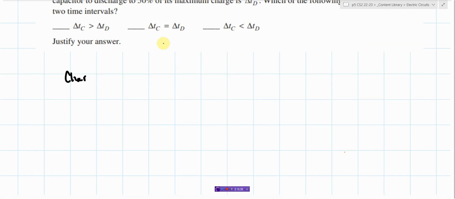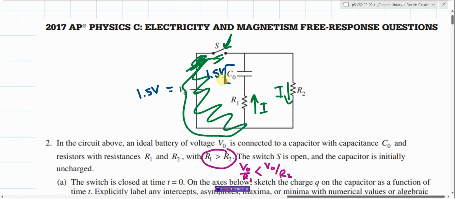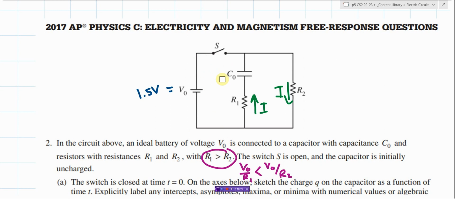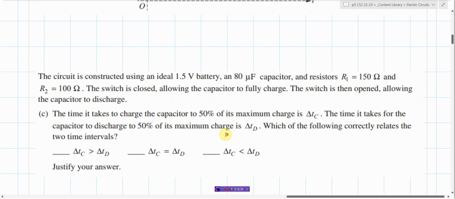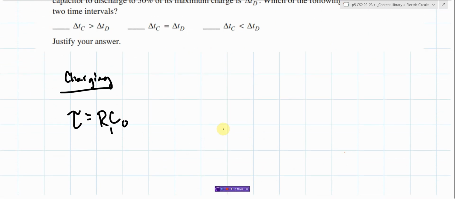When it was charging, okay, the time constant was RC, but when it was charging, go back up to the picture again, the circuit that the capacitor was on was this circuit. The only resistance in that circuit was R1. So the time constant for that is R1 times C naught. That's the time constant. Remember, the time constant tells you basically how long it takes this thing to charge.